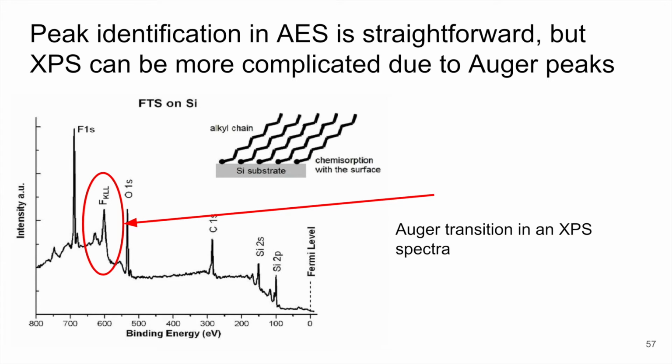So we've seen in the last examples that we can identify the peak in AES, but also in XPS fairly straightforwardly. But XPS is a little more complicated because you already noticed the one peak here. So if you had trouble identifying that, that's because it was an Auger peak, right? And so that makes XPS a little bit more complicated than AES, because with AES we don't have those transitions. So that's one complication that we have.